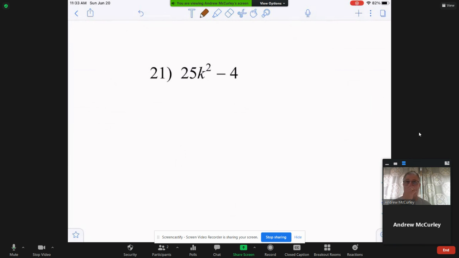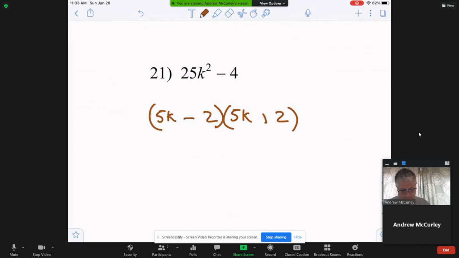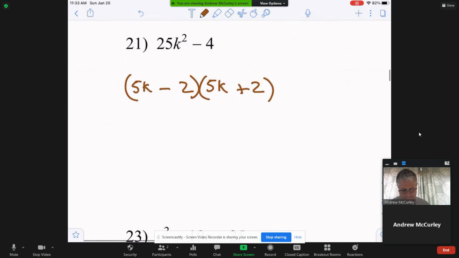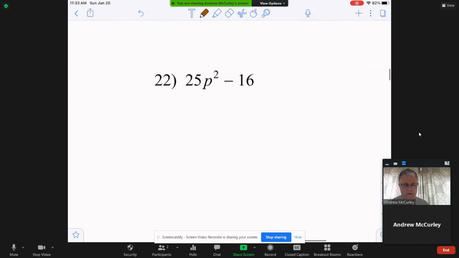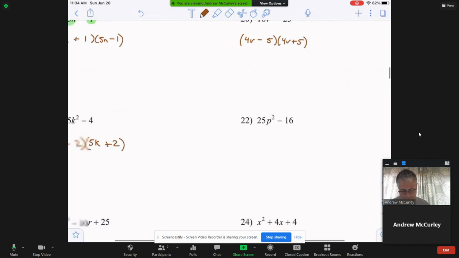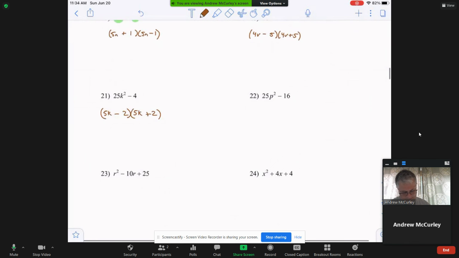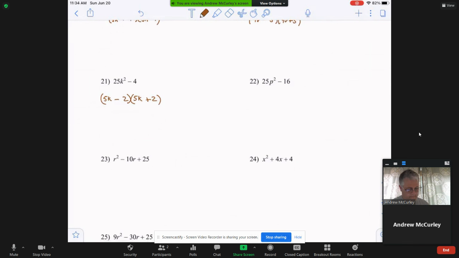25 and 4, both perfect squares. K squared, perfect square. So I'm going to say, okay, this is going to be 5K. The only 5K you'll get out of me. 2 and 2. Minus plus. Have to be opposites. All right? And this is almost the same problem, so I'm just going to skip it. It's just 4 instead of 2.